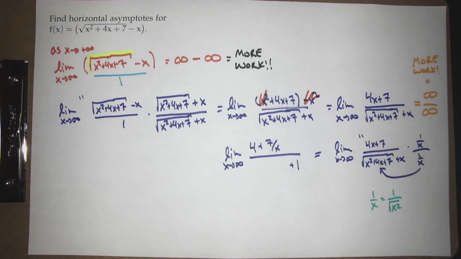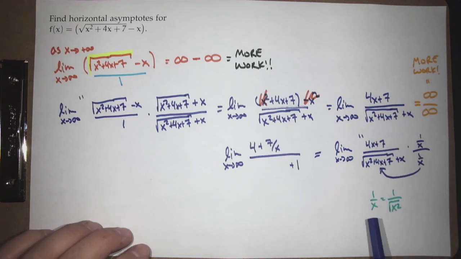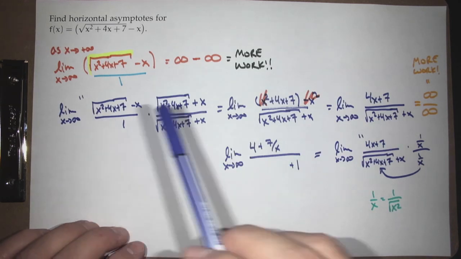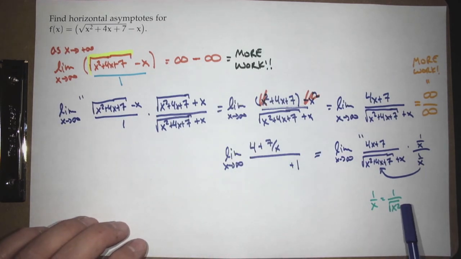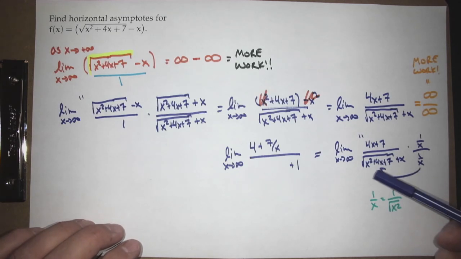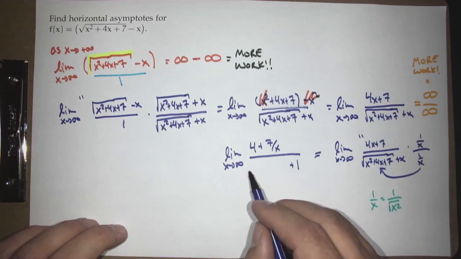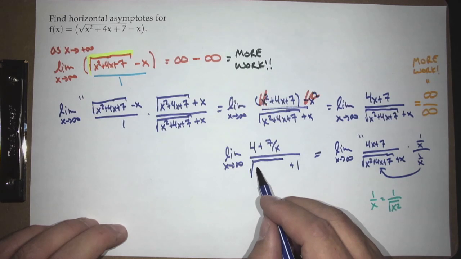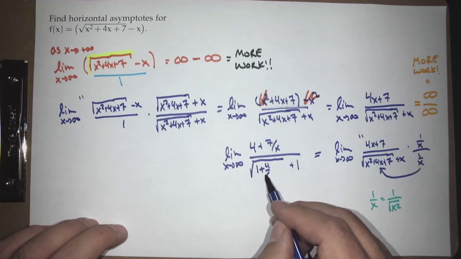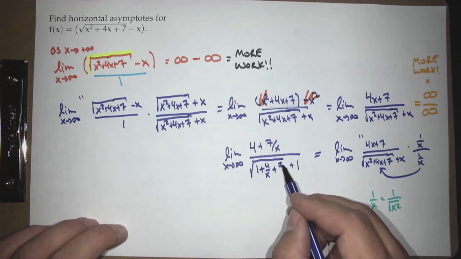Okay, so we're going to move it inside. You are correct. When we're approaching positive infinity, we are good to go. 1 over x becomes 1 over square root of x squared, which means that when we put it inside the square root, it's like dividing everything inside the square root by x squared. So 1 plus 4 over x plus 7 over x squared.